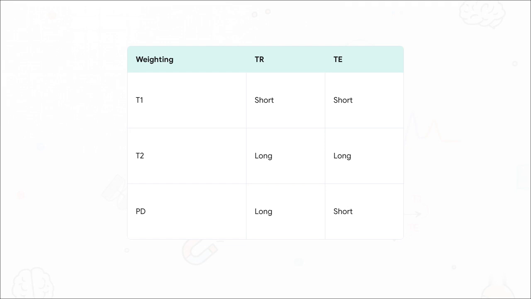And finally, proton density. If you use a long TR to erase T1 differences and a short TE to listen before T2 differences even happen, you've essentially removed both T1 and T2 effects. The only thing left determining the brightness is literally just how many hydrogen protons are physically packed into that tissue.